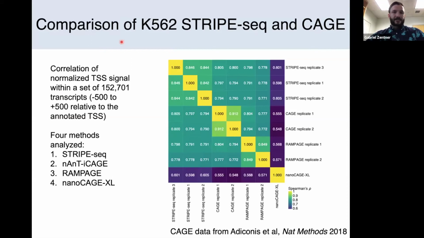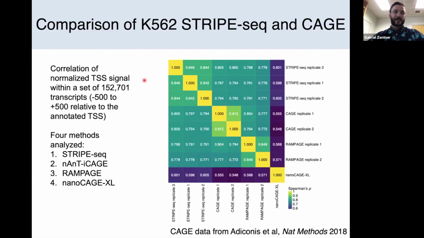And we lastly compared K562 STRIPE-seq to NanoCAGE and RAMPAGE, two of those more established methods, as well as NanoCAGE XL, just a further iteration of that low input method. And to cut this correlation heat map short, what we see is that the correlation of STRIPE-seq with CAGE, shown here, 0.79 to 0.8, and RAMPAGE, 0.77 to 0.8, is as good as the correlation between CAGE and RAMPAGE, which is about 0.77 to 0.8.